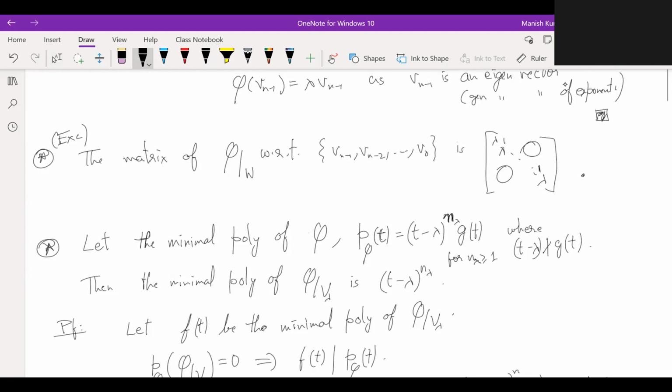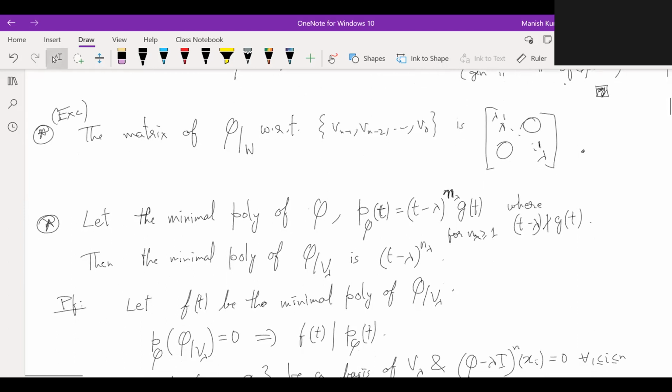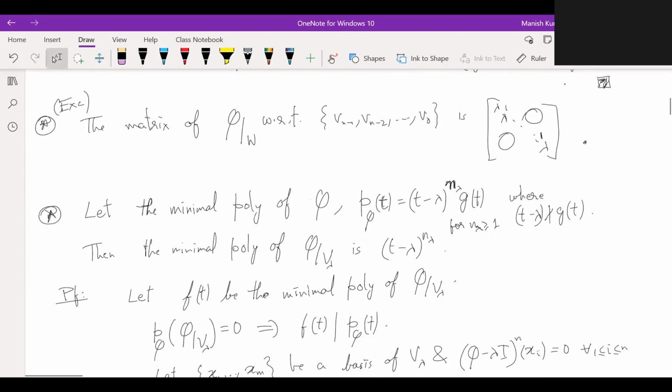Then the minimal polynomial of phi restricted to V lambda, the space of generalized eigenvectors, is precisely (t minus lambda) to the power n lambda. This is the statement for the minimal polynomial. The same statement is true for the characteristic polynomial as well, which will be the homework problem. You replace the minimal polynomial by the characteristic polynomial, you'll have this m lambda, times g(t), and (t minus lambda) to the power m lambda should be the characteristic polynomial. That I'll assign as homework for you.